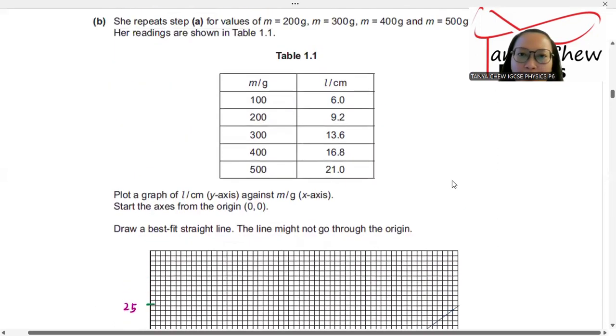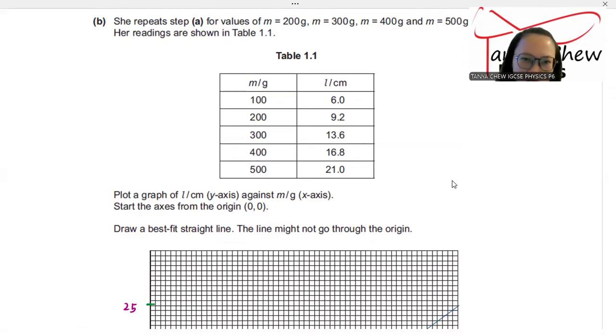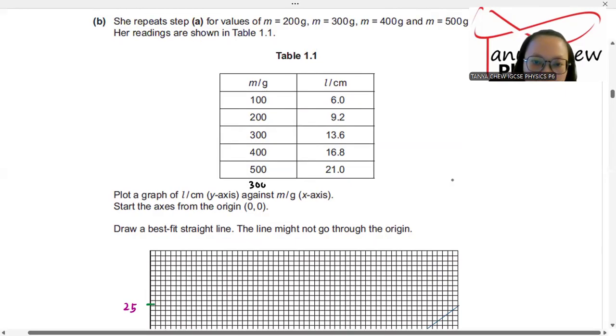If you face any problem in drawing the best fit line, here is the tip. What you need to do is find the average coordinate for these values. How to find the average coordinate? First of all, mass, this is the x-axis. You add up all the values on the x-axis: 100 plus 200 plus 300 plus 400 plus 500, divided by the number of readings, which is 1, 2, 3, 4, 5. So divided by 5, you are supposed to get 300.